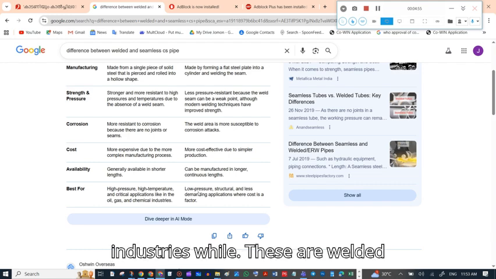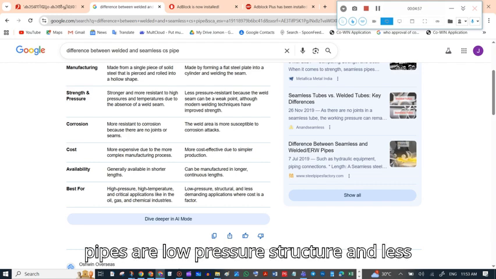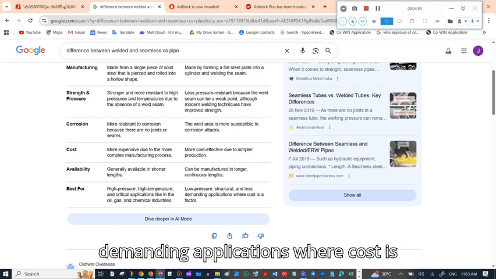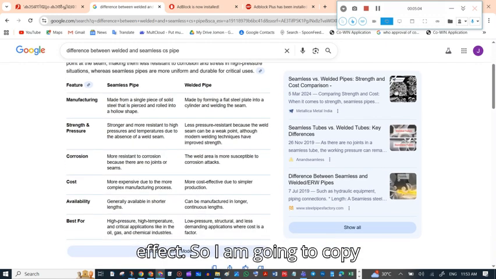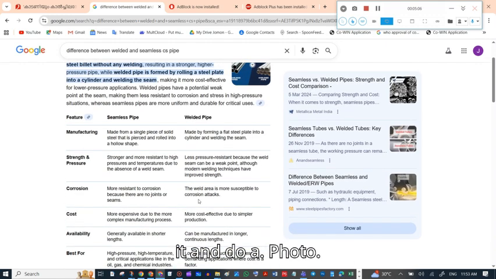While welded pipes are for low pressure, structural, less demanding applications where cost is a factor. So I'm going to copy it into a photo.